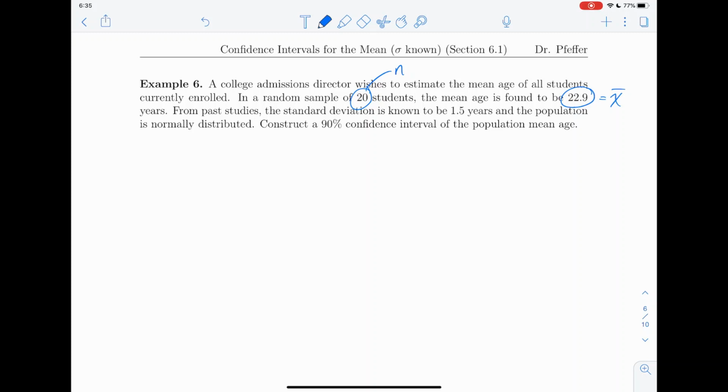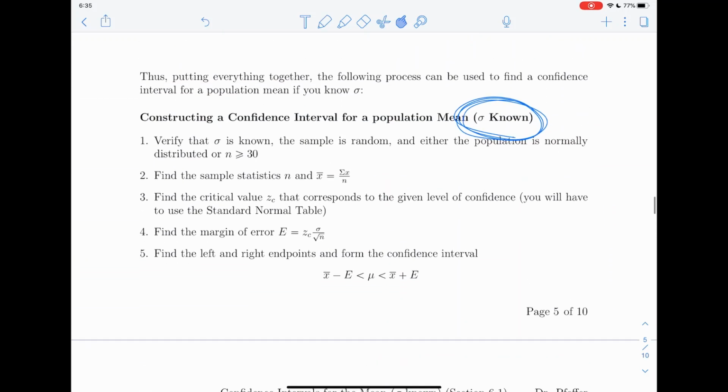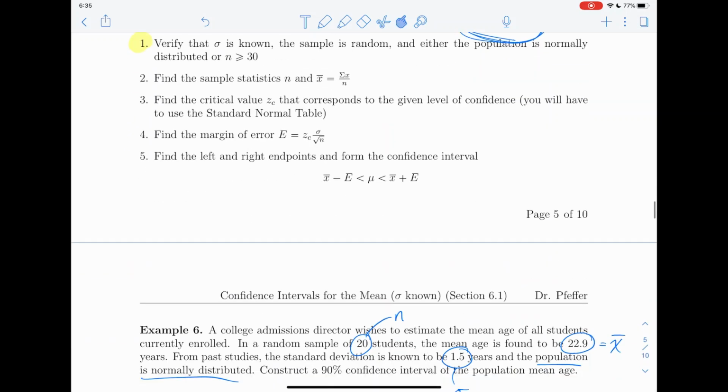We know the standard deviation is taken to be 1.5 years, so that's my sigma value. And we're told that the population is normally distributed. So this is all really, really good information that allows us to proceed. Proceed with what, though? Well, our objective is to construct a 90% confidence interval for the population mean age. The step-by-step process we detailed above has us begin by verifying all the given information, so we're going to do that first.